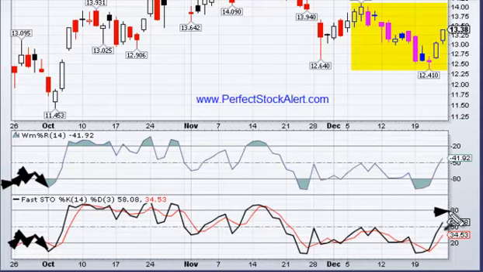You'll notice the numbers are different. It's got a positive 80 here and a positive 20 here, and then Williams %R is actually flipped, with a negative 80 here and a negative 20 here. But other than that, the identical information is being posted there.